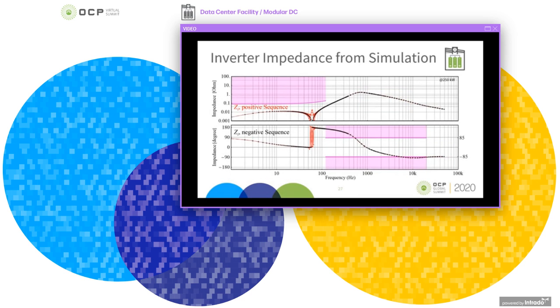Here is an example UPS impedance from a simulation I put together. This is just an example to illustrate some circumstances. This is the inverter impedance. So the red trace is the positive sequence impedance, and the black trace is the negative sequence impedance. So right away you see a problem, and that is that the phase goes into the forbidden region for frequencies in between the second harmonic and somewhere around 500 hertz.